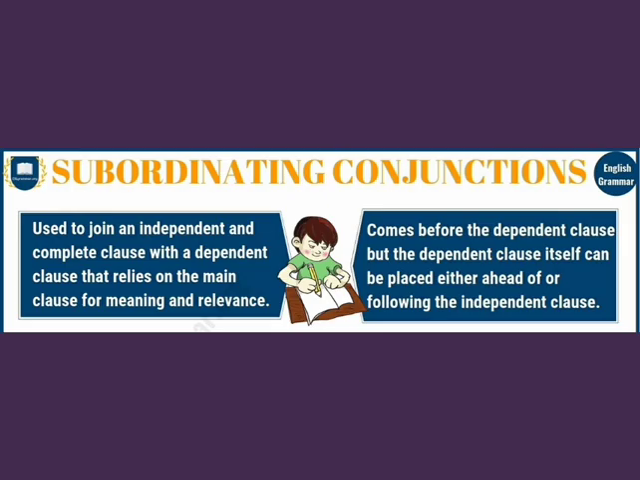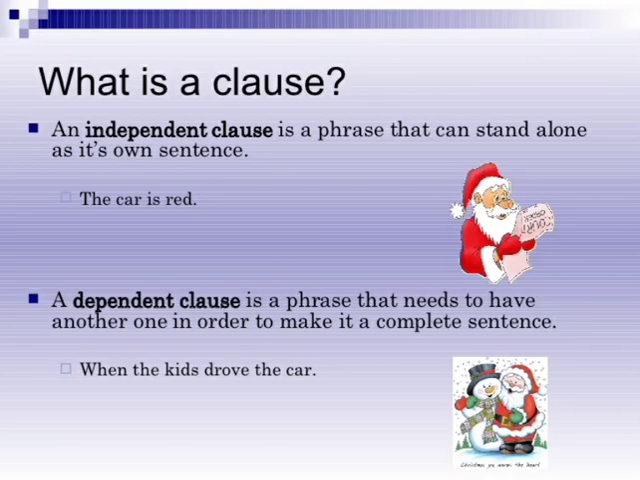I know that you are having some confusion in your mind about what a clause is, or what an independent or dependent clause can be. I will explain. An independent clause is a phrase. Phrase means group of words that can stand alone as its own sentence. For example, the car is red. So, an independent clause is a group of words that can stand alone without any help as a complete sentence.